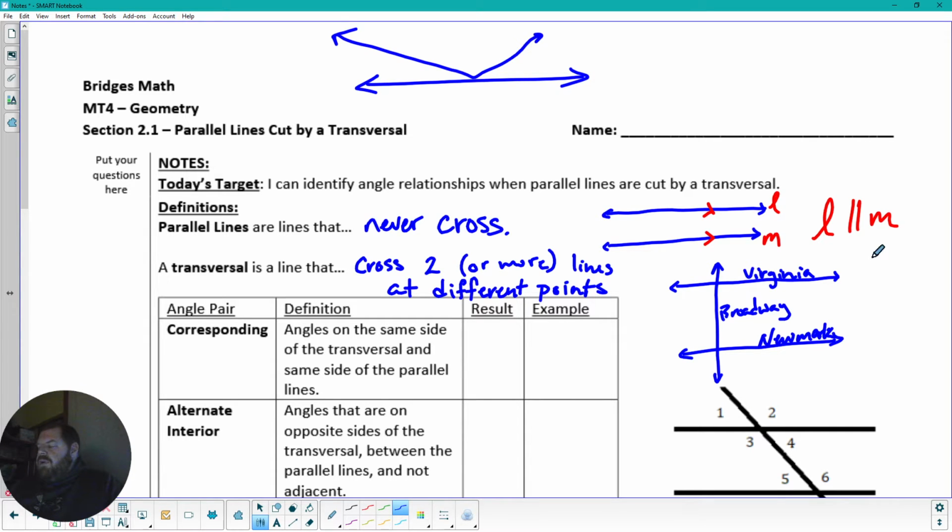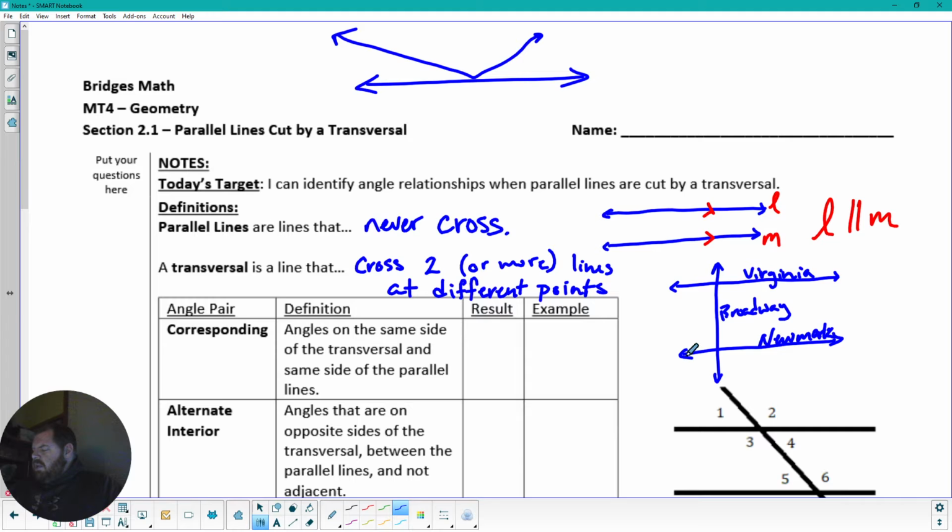But if we don't have parallel lines, then we need that transversal to intersect them at different points, and that's what gets us from the one line to the other. If all three lines cross at one point, then it's not technically a transversal. But when we have two lines that are parallel, any line that intersects the two of them has to be at different points.